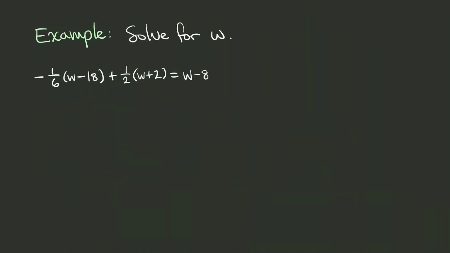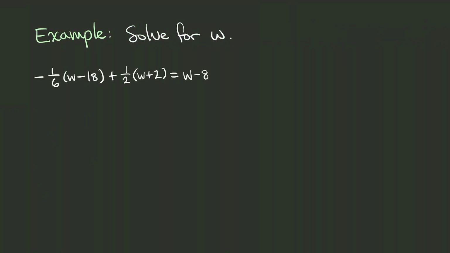In this example, we're supposed to solve for w. We see parentheses showing up on the left-hand side of the equation, and we also see that there's a fraction in front of each set of parentheses. We have a couple of choices here. We could just distribute those fractions and move along our merry way. However, distributing the fractions is going to cause us to have fractions throughout most of the problem.